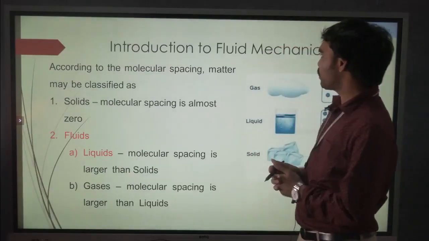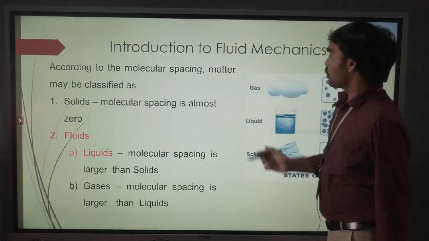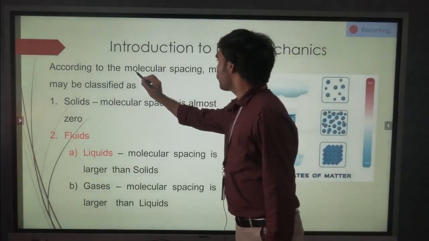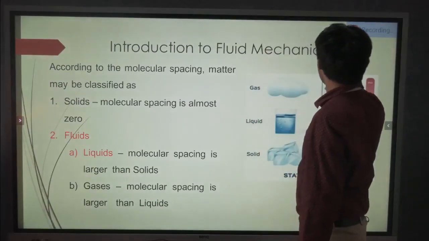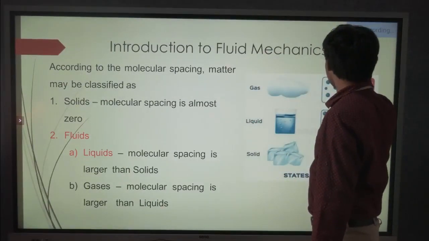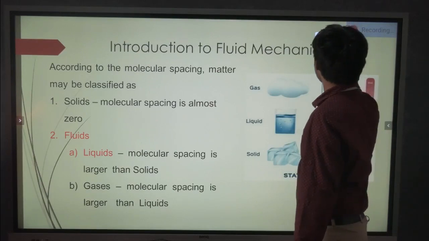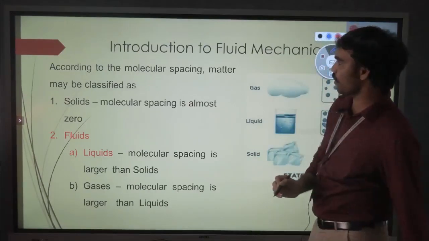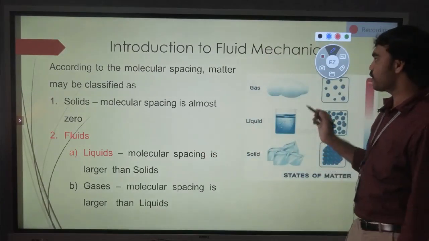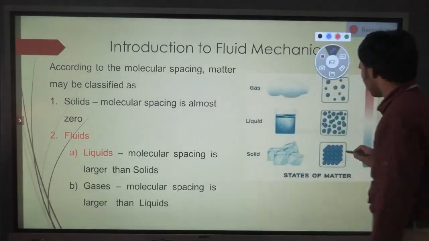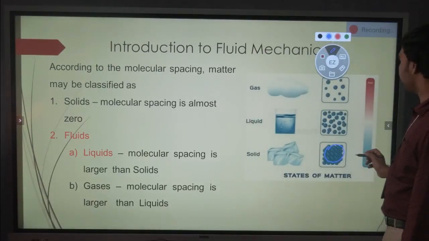Before going to the subject, first we try to understand what solids and fluids are. Solids and fluids are classified based on the molecular space between the particles. What is a solid? If the molecular space between the particles is almost zero, then you can call it a solid.